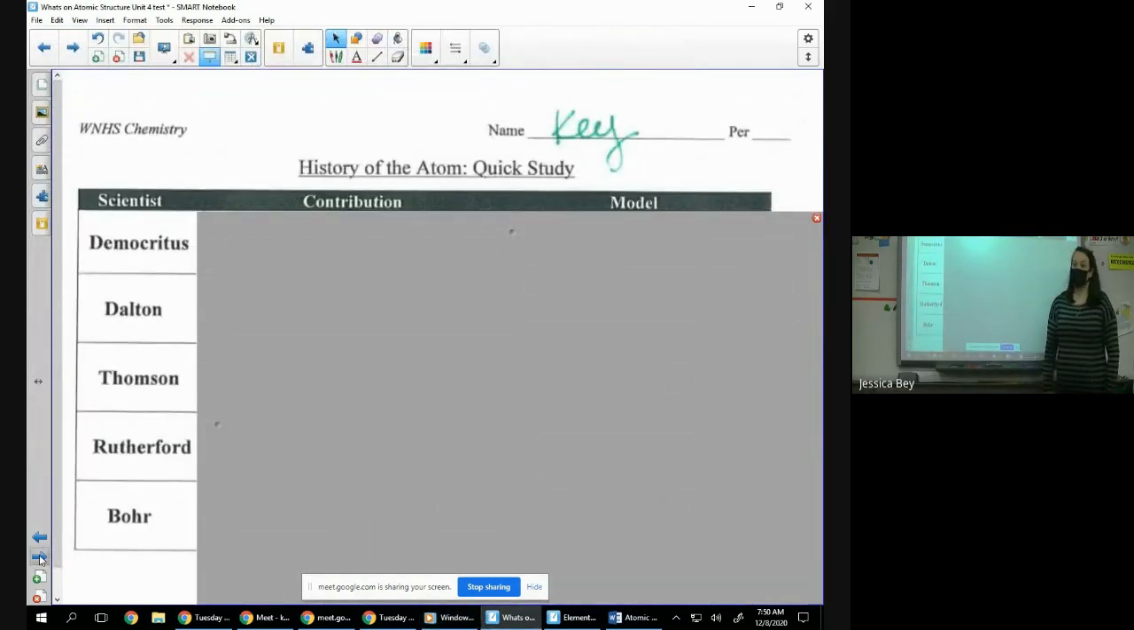So these are the scientists we thought were particularly important, but anything on the review sheet is really fair game. We wrote the quiz off of the review sheet, so you want to make sure you know what you're doing here. Democritus, what was his claim to fame? Talk to me.